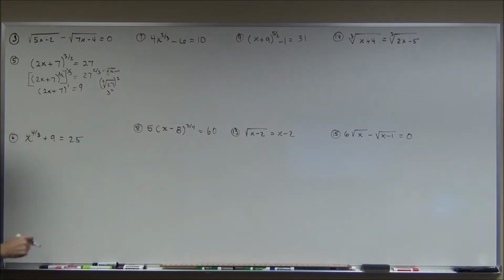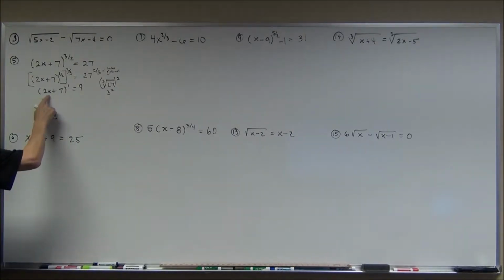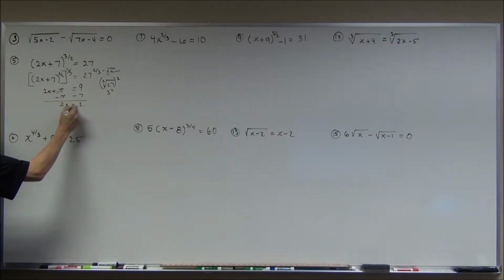So now I have a simple equation. My variable is where I can get at it. I have it to the first power. I don't need to put a 1 there. I don't need those parentheses. I would just subtract 7. 2x equals 2, divide by 2, and I have x is equal to 1.